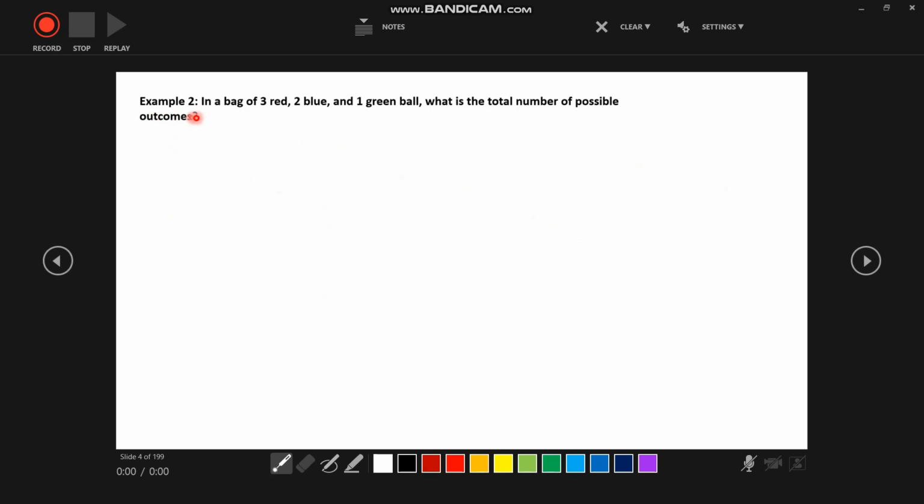This is example 2. The question says, in a bag of 3 red, 2 blue, and 1 green ball, what is the total number of possible outcomes? When you have a question like this, just add everything together. That will be the total number of possible outcomes. So the total number of possible outcomes here is 2 plus 3, or 3 plus 2, that is 5, plus 1, that is 6. The total number of possible outcomes here is 6.